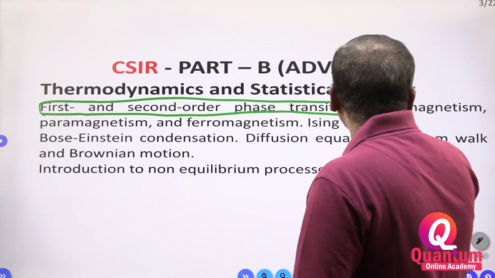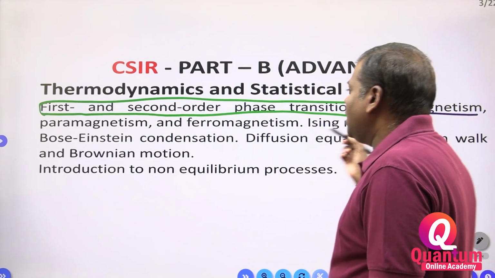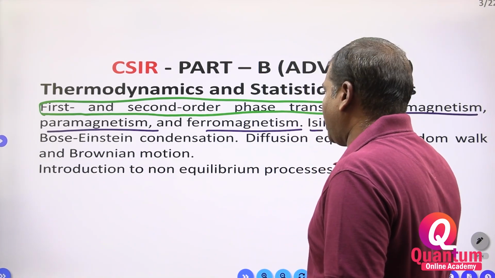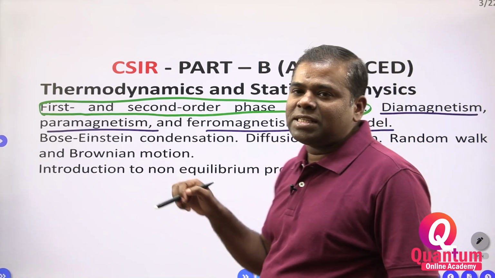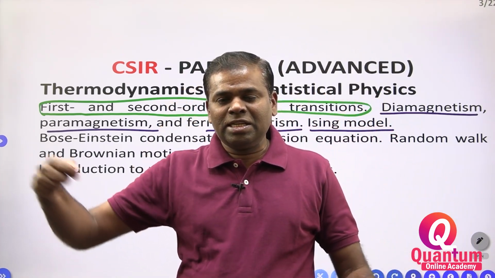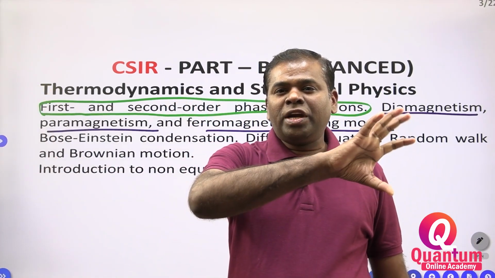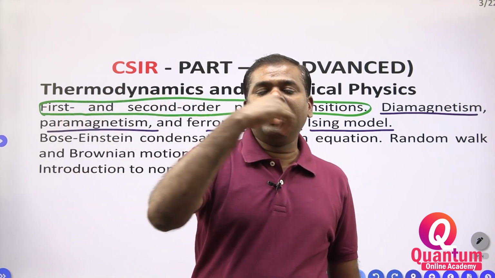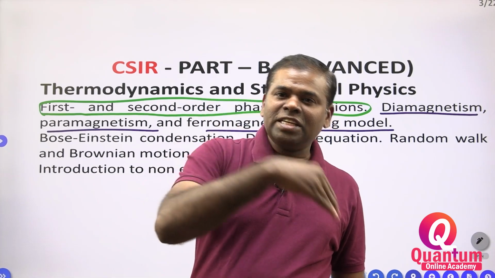Now you listen. Next, diamagnetism, paramagnetism, ferromagnetism, Ising model. This is under magnetism, diamagnetism. Once you take a diamagnetic material and apply a magnetic field, that material won't allow the magnetic lines to flow within that material.